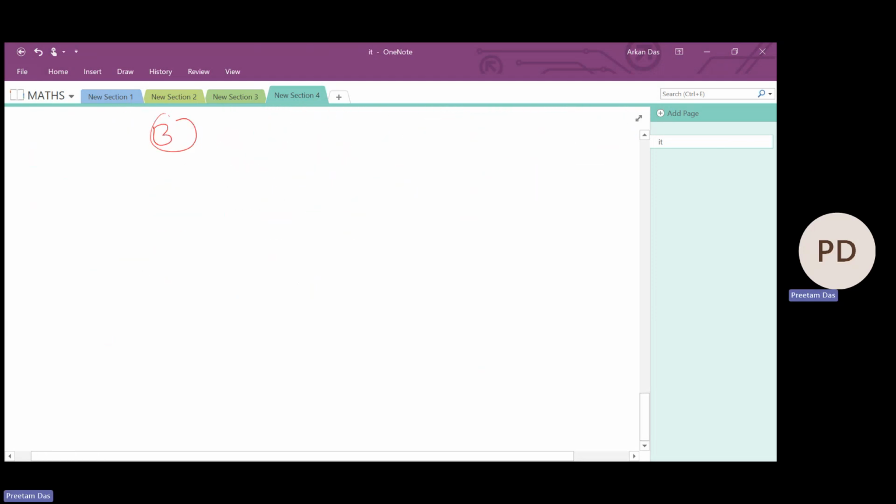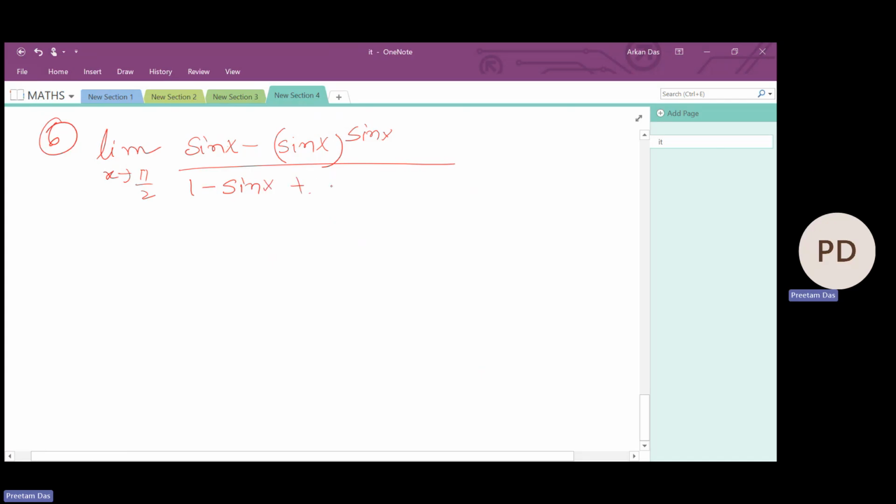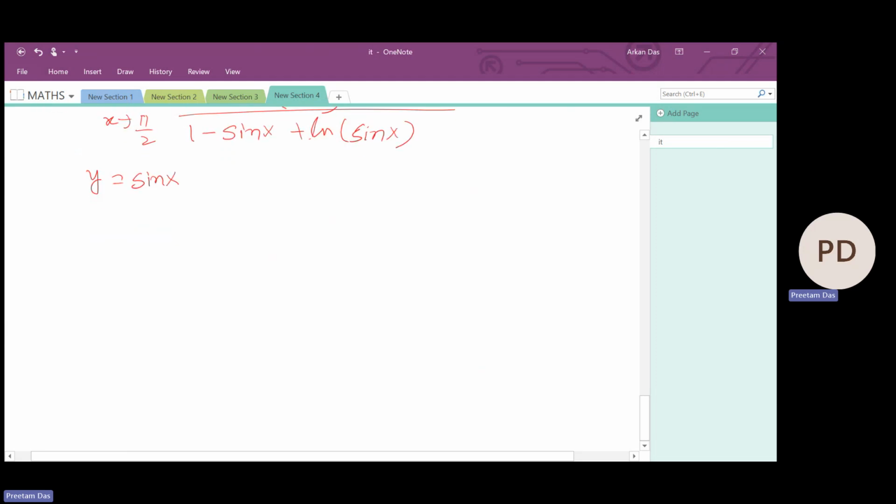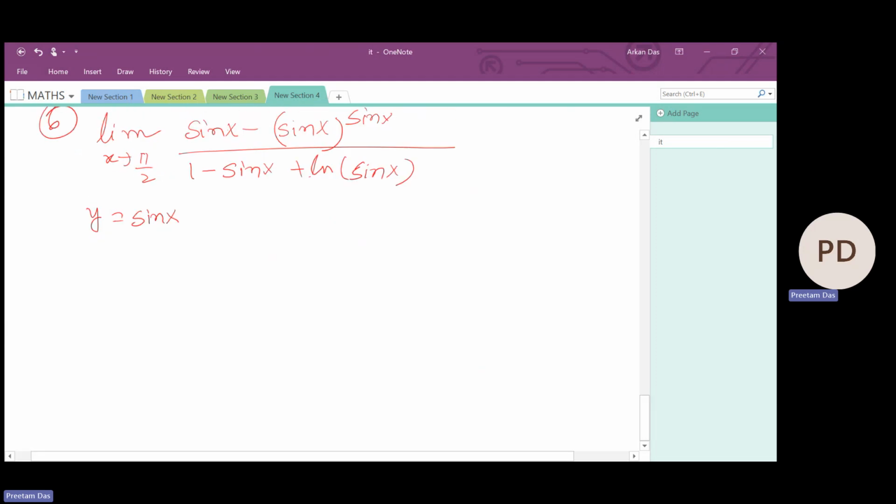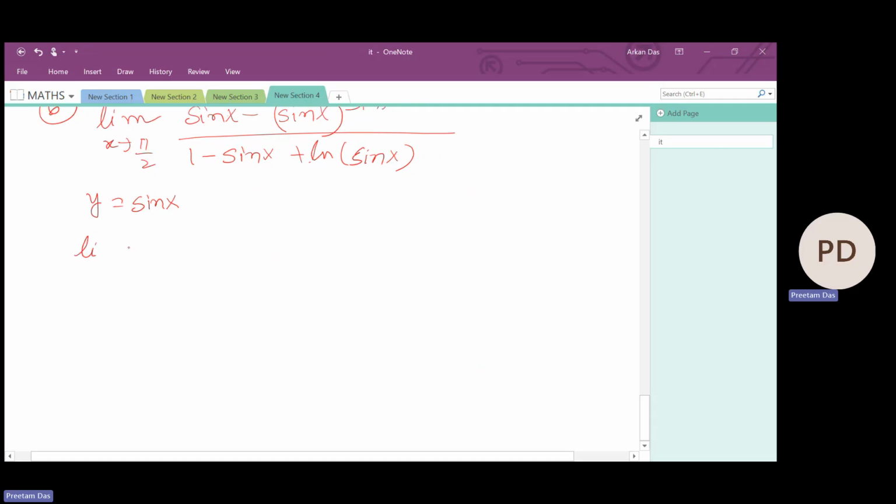The sixth one. Limit x tends to pi by 2 of sin x minus sin x raised to sin x divided by 1 minus sin x plus ln sin x. There are too many signs here. So obviously we have to take y as sin x. We will solve this by substitution. So if x goes to pi by 2, then sin x will go to what? Sin x will go to 1. So y will go to 1.